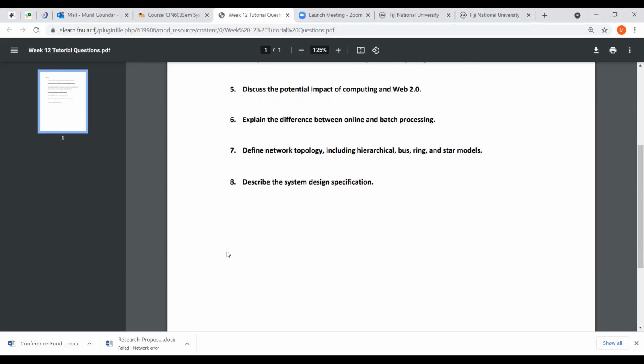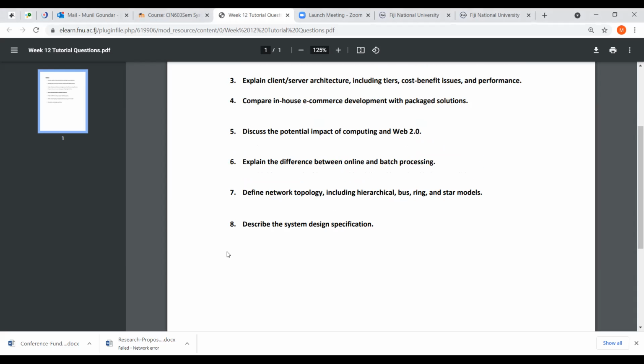Question number 4. Compare in-house e-commerce development with packaged solutions. So what I would ask you to do is to have a comparison table whereby we list down something for in-house e-commerce development, and also on the next side we'll list down something for packaged software. Okay, so let's start writing it down.